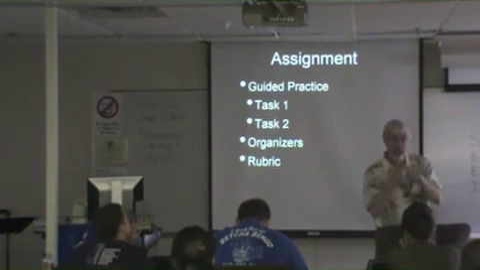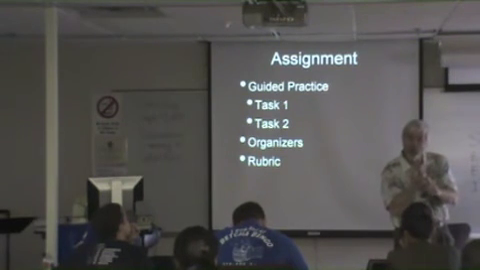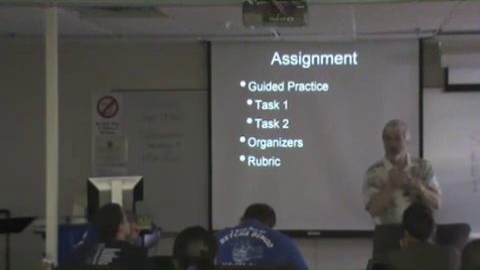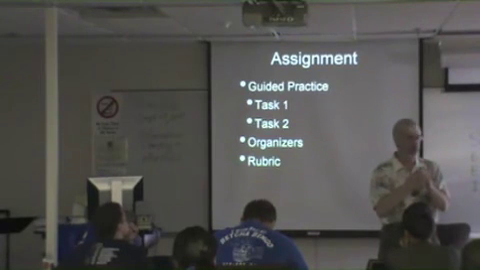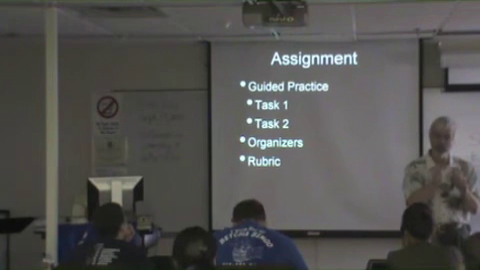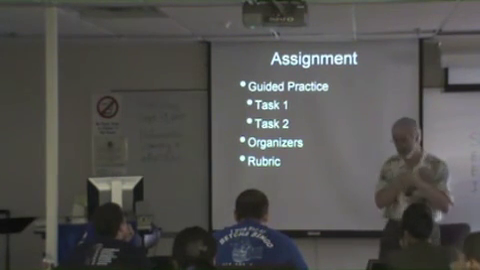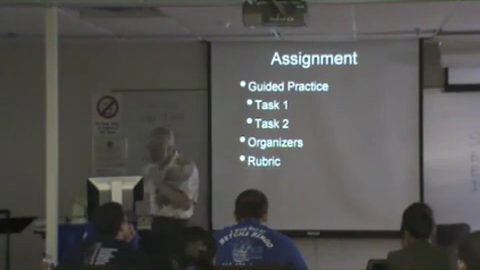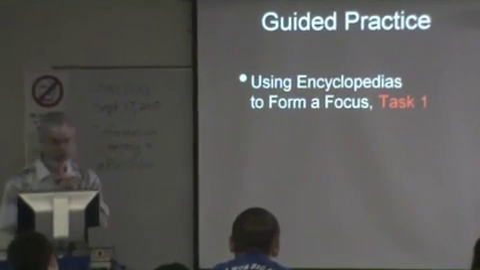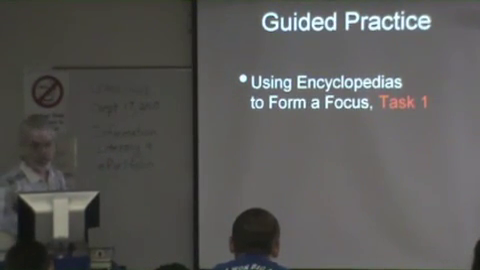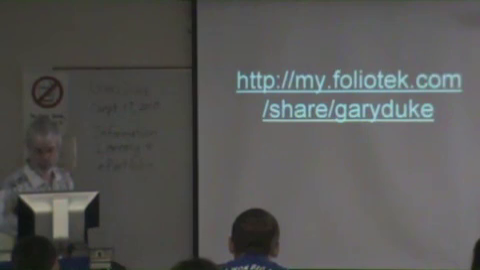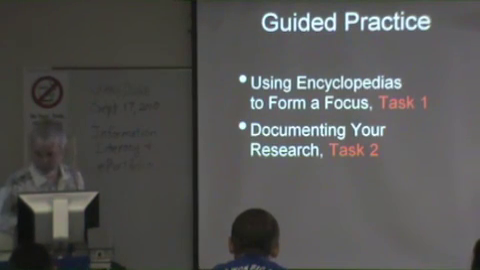So, the information literacy rubric says you want a well focused question. You want to concentrate on concepts, and you don't want your research to be random. You want to do it in an organized and systematic way so that you locate truly relevant information from authoritative sources. Okay? All right. That is most of it. So, as we said, task 1 is using encyclopedias to form a focus, and documenting your research, task 2.